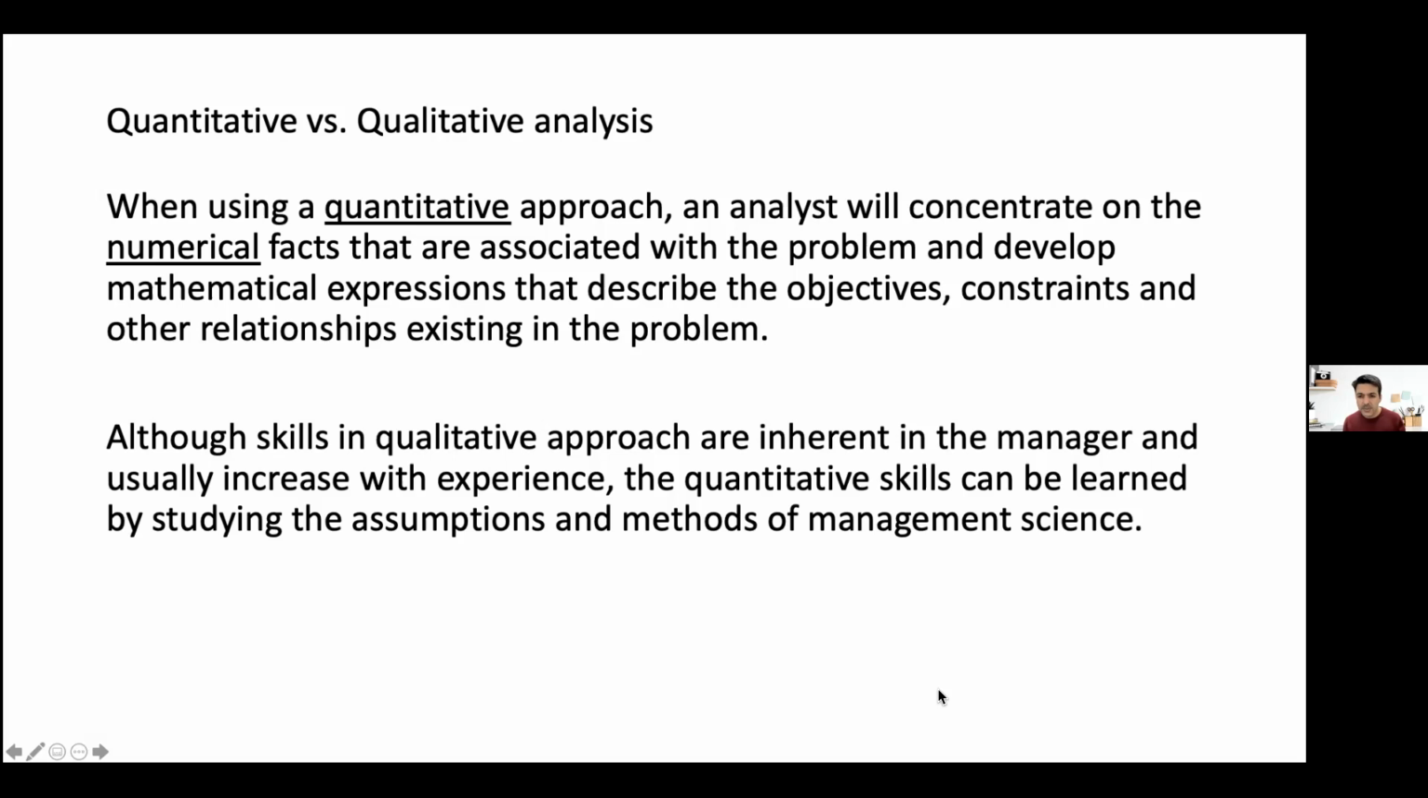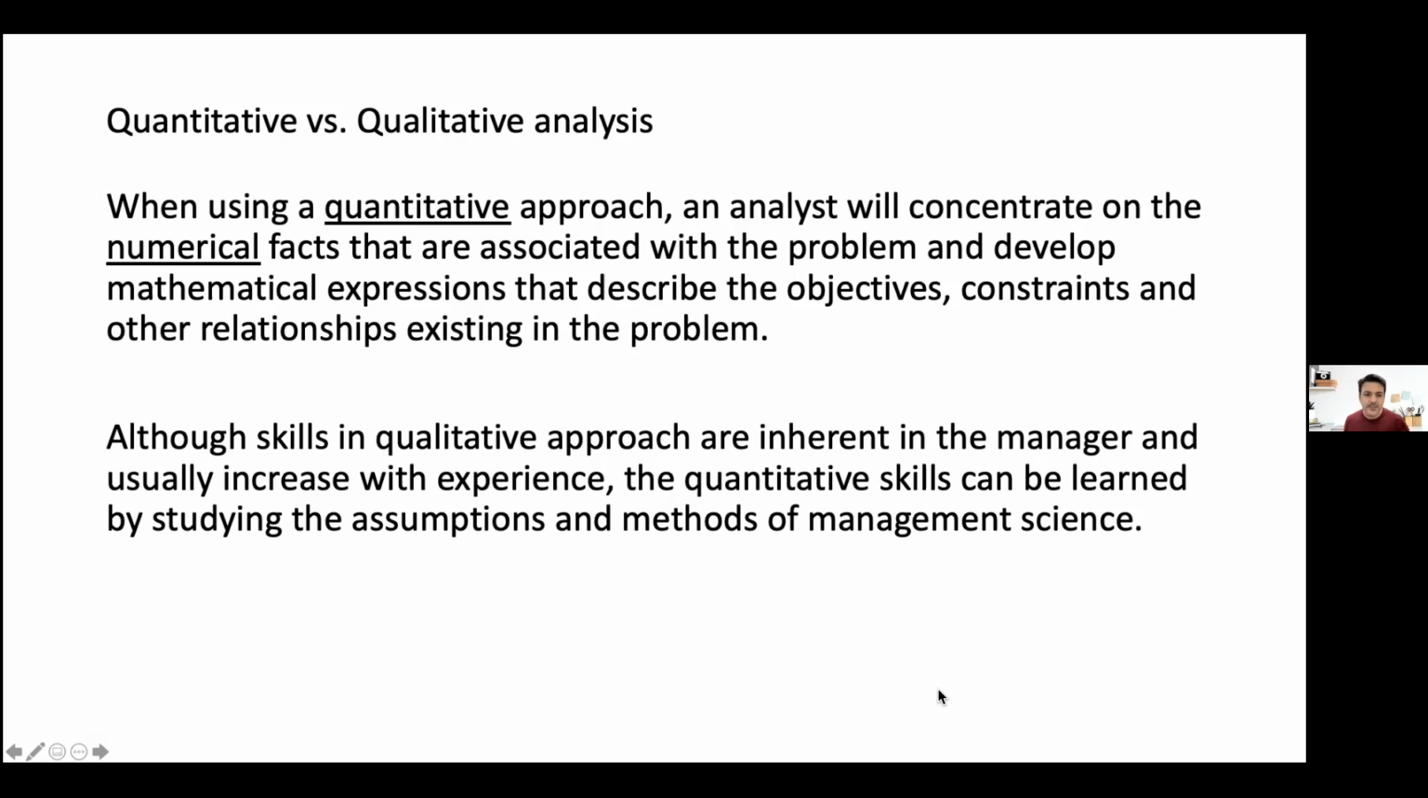So this approach, the second one, although it's not something that you can put in numbers, still we can do something about it. We can do some analysis. We can use it, let's say, using some management methods, some management science method. We can go and use this approach as well.